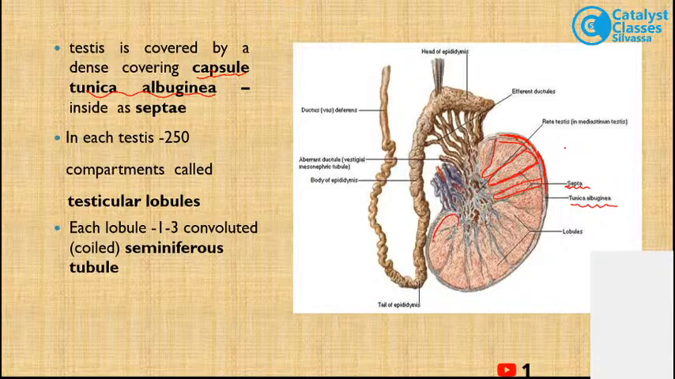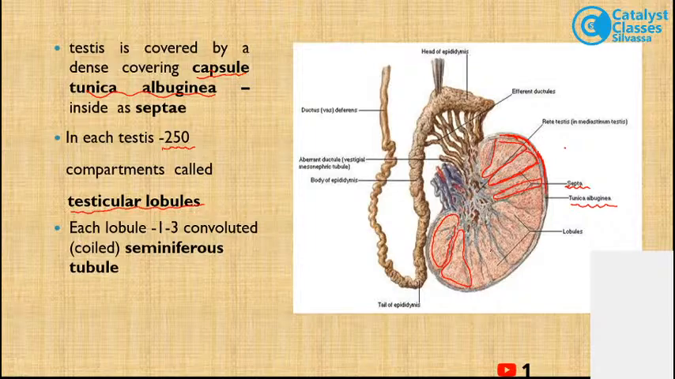ये जो आप लोगों को पिंकिश कलर का जो लेयर दिख रहा है, right, these are the lobules. हर एक टेस्टिस में ऐसे कितने lobules होते हैं? There are somewhere around 250 compartments. Fine. And these 250 compartments are called the testicular lobules.